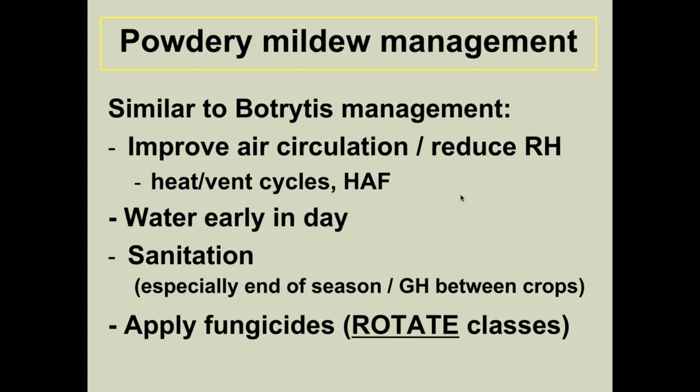You want to improve the air circulation, those heat and venting cycles, horizontal airflow, same thing. Water early in the day so plants have a chance to dry out and reduce the relative humidity. Sanitation's pretty critical too. You want to get rid of all the plant material, particularly at the quote unquote end of the season or between crops, because the powdery mildew spores can certainly stay on that crop plant debris.